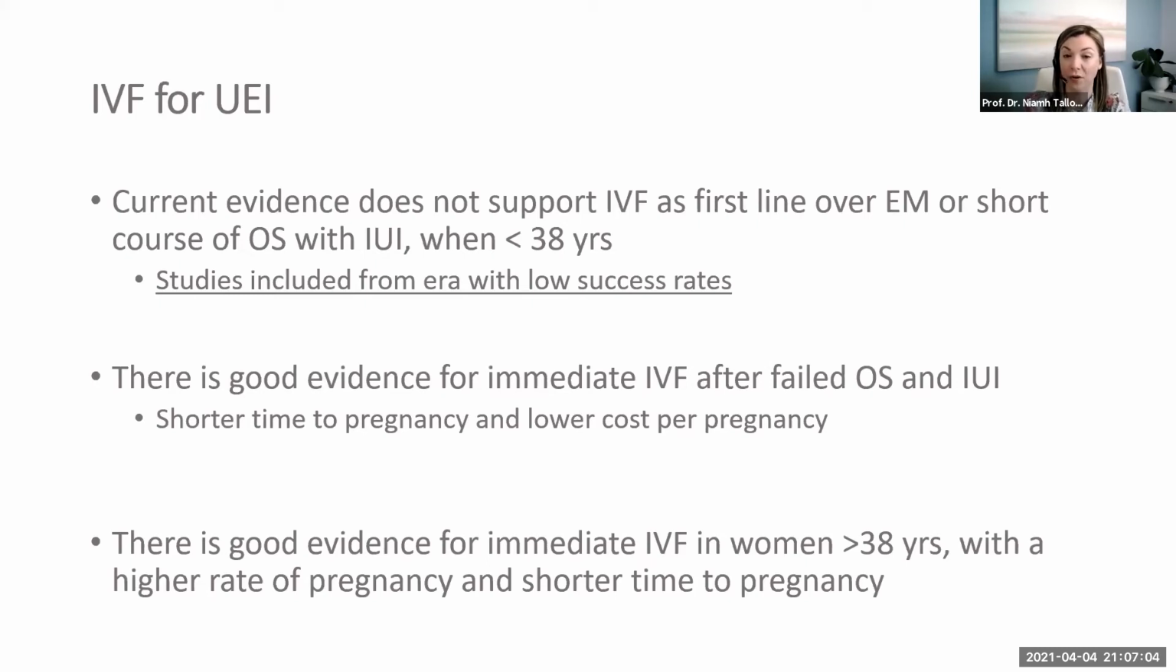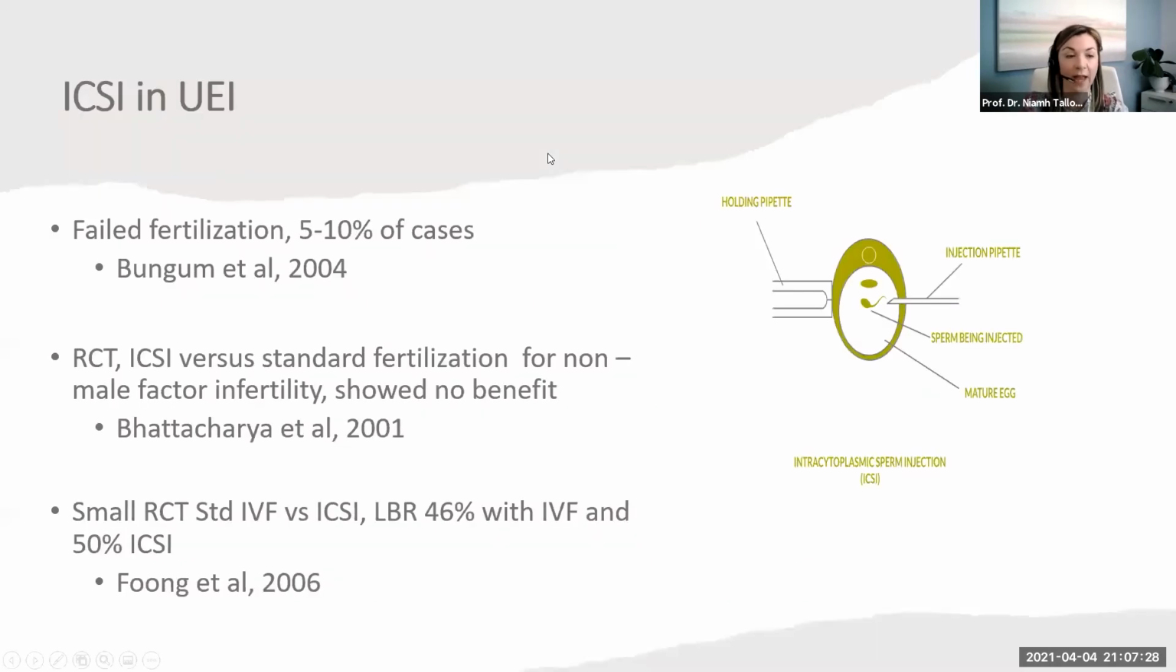Now, when you're older than 38 years, there certainly is very good evidence for immediate IVF, with a higher rate of pregnancy and a shorter time to pregnancy. And there is good evidence for immediate IVF after failed ovarian stimulation with IUI. So that algorithm from the FAST study certainly seems to be very reasonable and has been built into these guidelines from Canada, the States, and the UK.